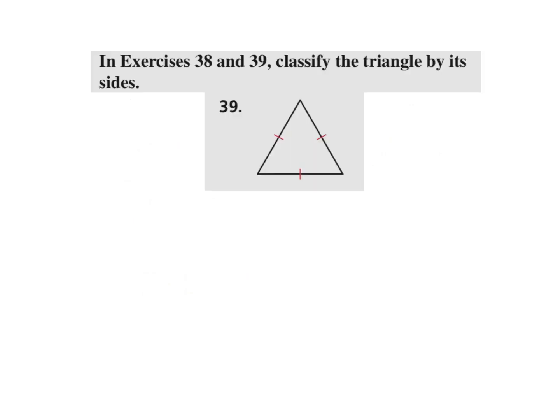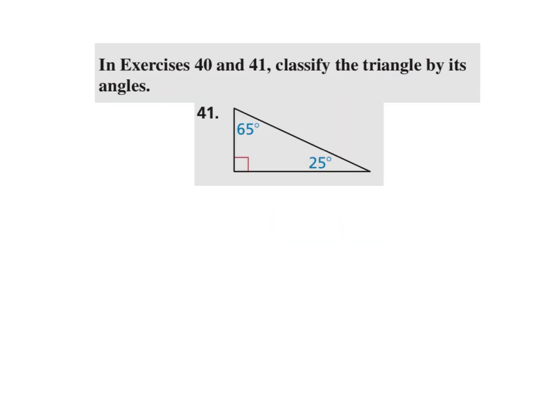Classify the triangle. All right, let's do the review. Make sure you can do it. It is equilateral. And if it's equilateral, it's also equiangular. But it says classify the triangle by its sides. So just by the sides, it's equilateral. By the angles here, acute, acute. Oh, we have a 90 degrees, so we say right. It's a right triangle.